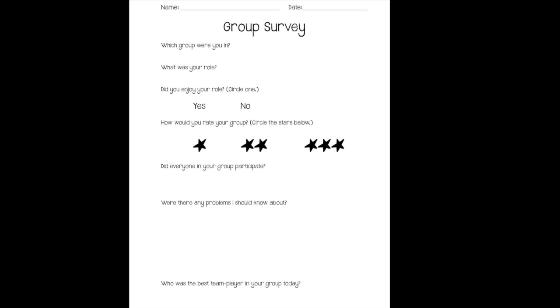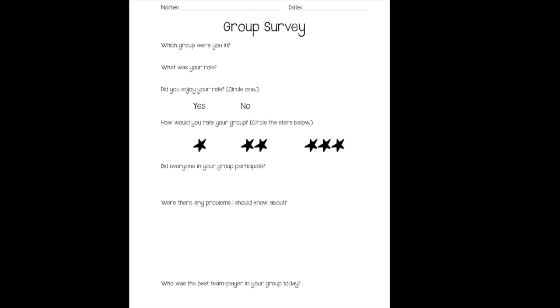Then the next one kind of feeds into that, and it says, were there any problems I should know about? I incorporated this so that hopefully when students get in the rhythm of doing this, they won't feel the need to come up to me and tattle during group times. If they're having an issue, they can resolve it, but then if they still feel the need to let me know, they can write it on their survey, and I can still be aware that maybe this is not a combination of students who works well together.